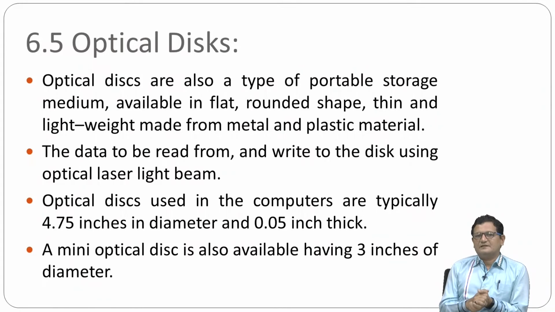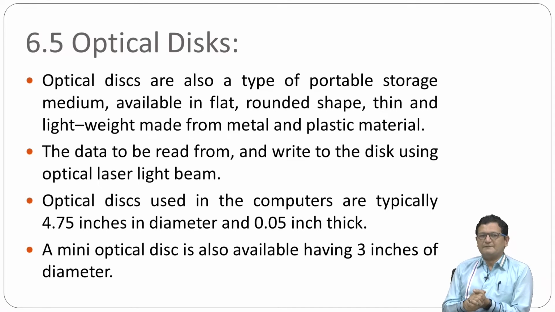An optical disc used in the computer is typically 4.75 inches in diameter, right? So what is the diameter of the disc? It is 4.75 inches, and it is around 0.05 inch in thickness. So it is a very thin disc. A mini disc is also available, right? A small CD-ROM is also available, and the diameter of that small disc is 3 inches.